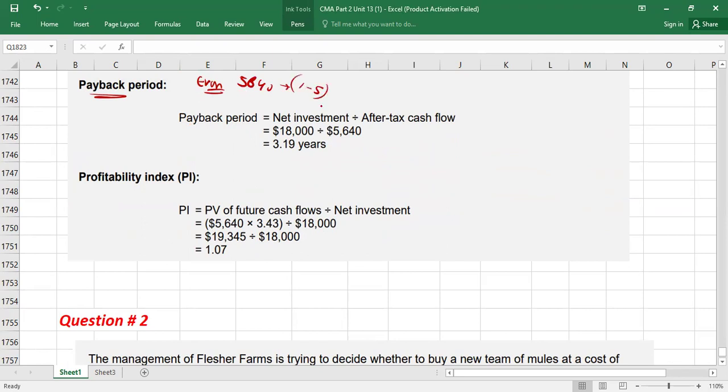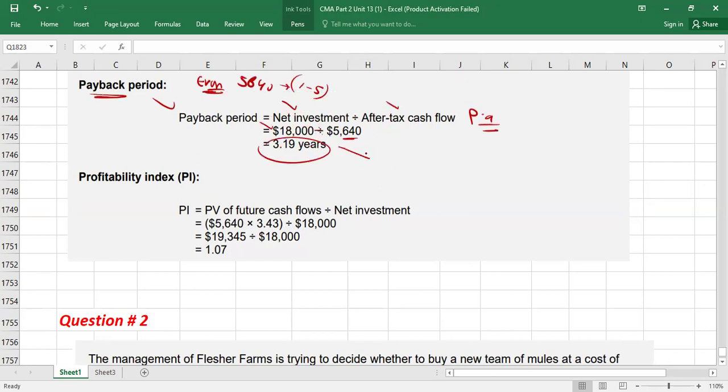So if cash flows are even, how will you calculate simple payback with even cash flow? This is a shortcut way. You will take net investment divided by after tax cash flows per annum. The same thing we applied in the IRR formula just now; actually, that was the payback period. So we'll take 18,000, your net investment, divided by after tax cash flows. If you divide, this is 3.13.